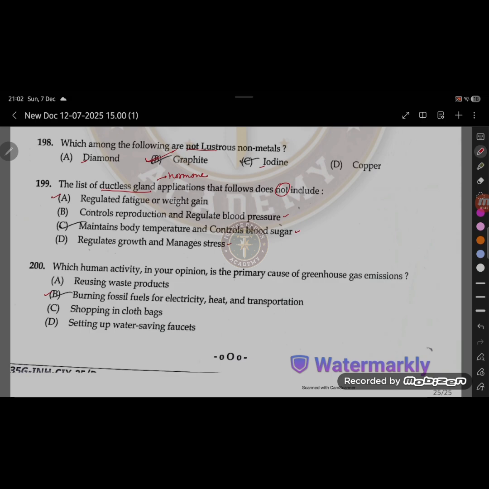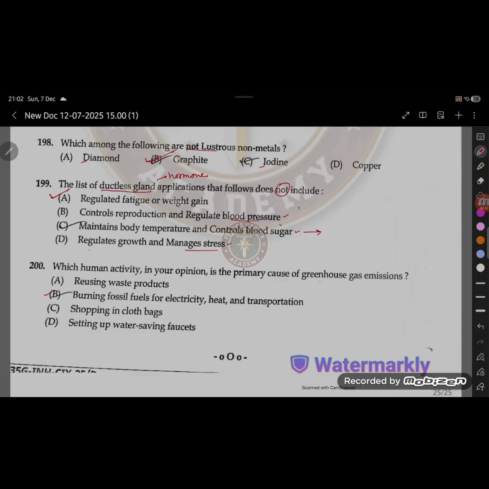199 is about the list of ductless gland applications. Now ductless glands are endocrine glands which secrete hormones. So for those we need different features. So they regulate blood pressure, yes. Tell me which of the hormones or glands in our body regulates blood pressure. Similarly, blood sugar, we all know this is about pancreas. Stress management, this is about our pituitary. But what about regulated fatigue? It is also for adrenaline. Regulated fatigue or weight gain is not associated with hormones directly. Okay, there are several factors involved in it. So A would be the not included option here.